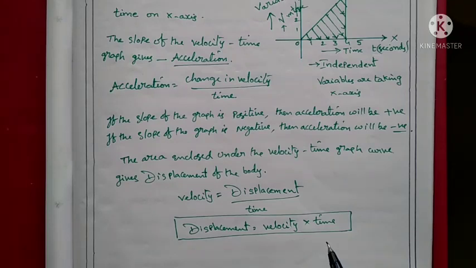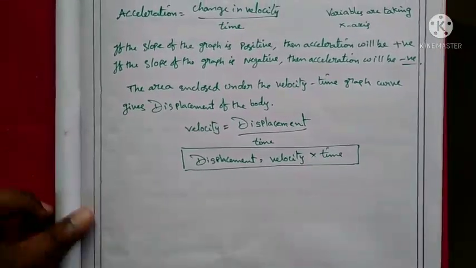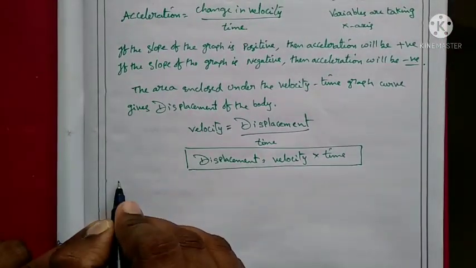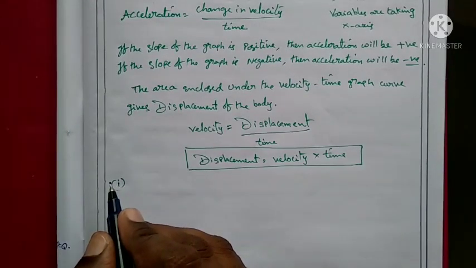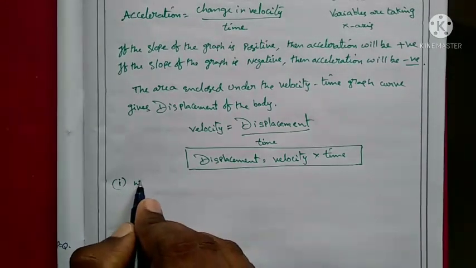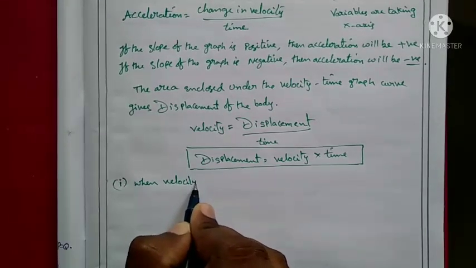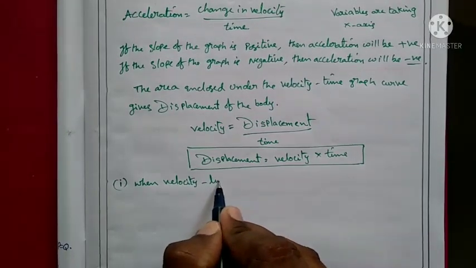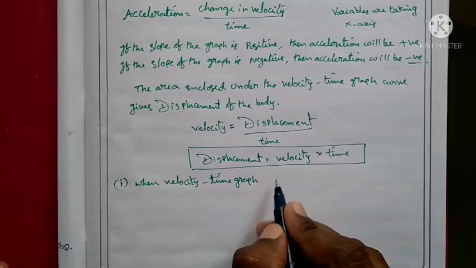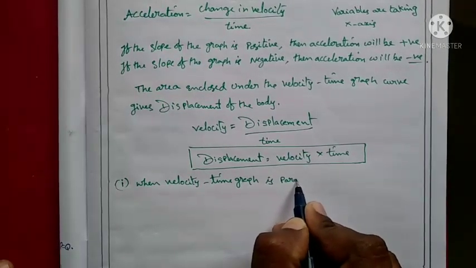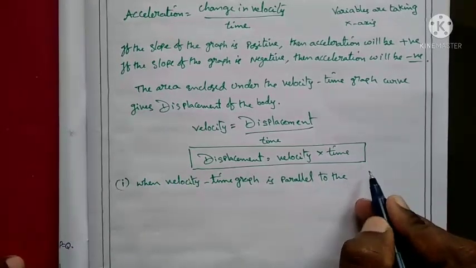From this, there are two types of graphs. When the velocity versus time graph is parallel to the time axis, we have two cases. The first case: when the velocity versus time graph is parallel to the time axis.